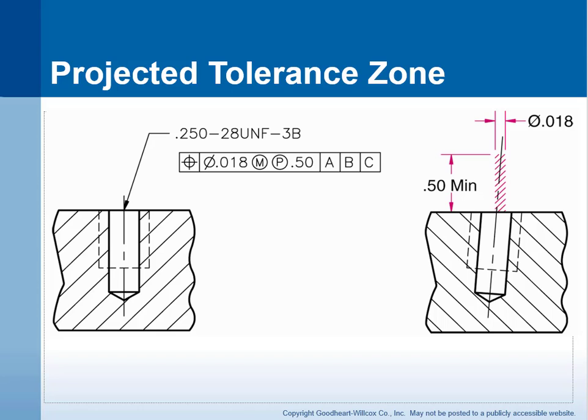Projected tolerance zones. Okay, so we have this hole, this threaded hole, and we're going to put a projected tolerance zone specification in here. And what that does, it projects the tolerance zone up above the part, in this case a 1/2 inch. So we have this 18 thousandths, and it's projected upwards from the surface of the part by a 1/2 inch. That's one way to dimension a projected tolerance zone.